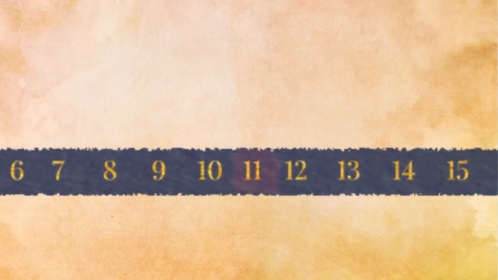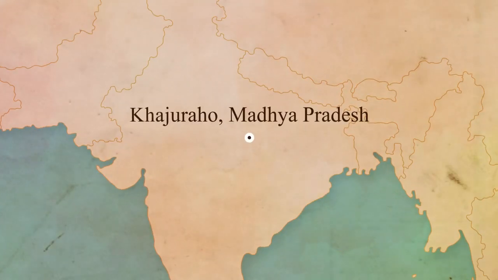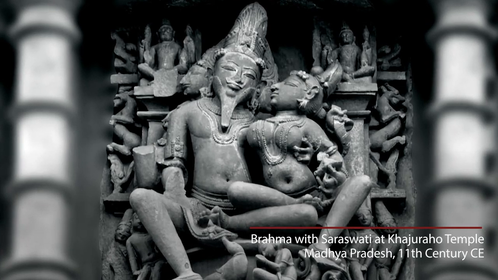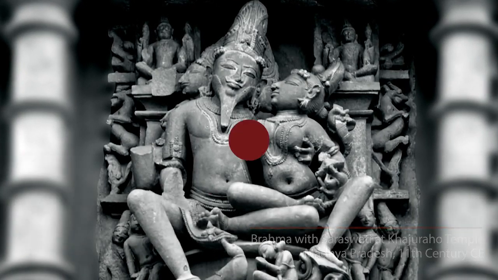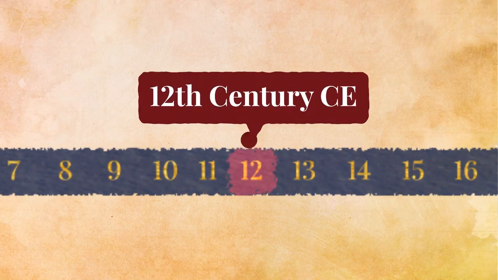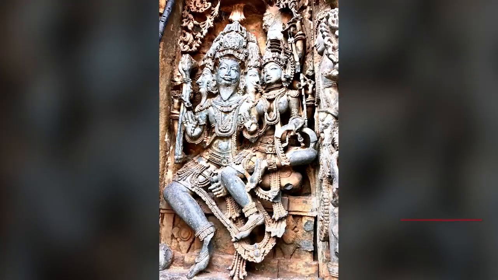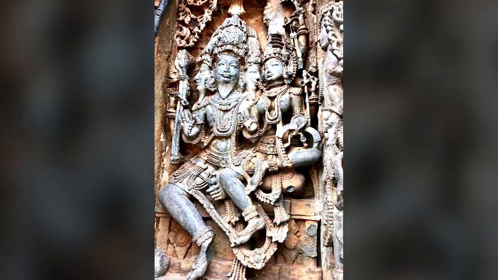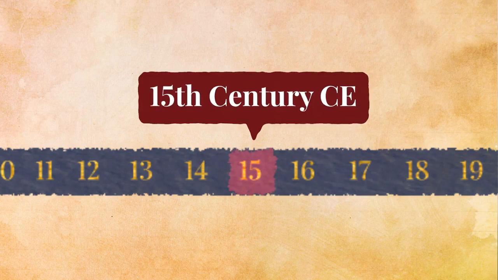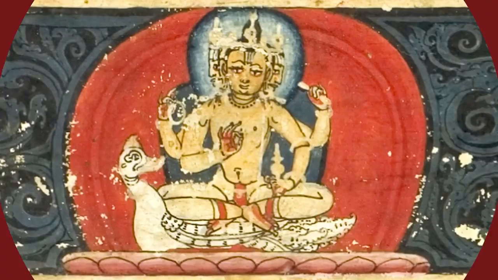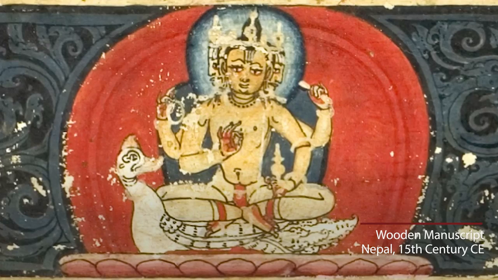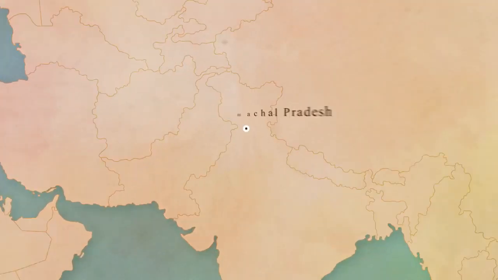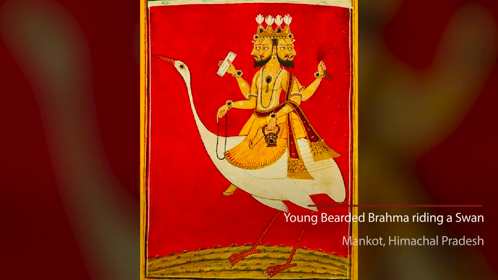You have images in Khajuraho and Hoysala art around the 10th, 11th century, which is seated with Saraswati by his side. So now he has a consort. He is seen as equal as the creator, with Vishnu as the preserver, Shiva as the destroyer. And finally, when you start seeing paintings like miniature paintings, Pattachitra, you suddenly find images of Brahma associated with the swan, associated with a goose. This image starts appearing of the Brahma.